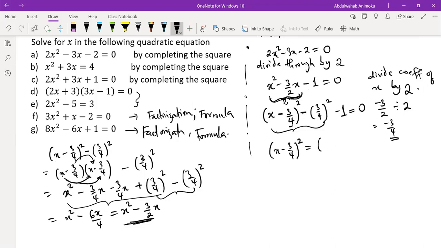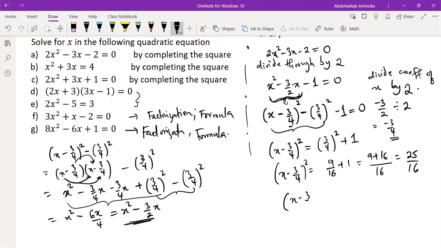You take the other terms to the other side. So when you take this to the other side, it becomes plus (3 over 4) squared plus 1. Then you can quickly simplify this to what? 9 over 16 plus 1, which when you take the LCM gives us 9 plus 16, which is 25 over 16. So from here, in order to get rid of the square, you take the square root of both sides.